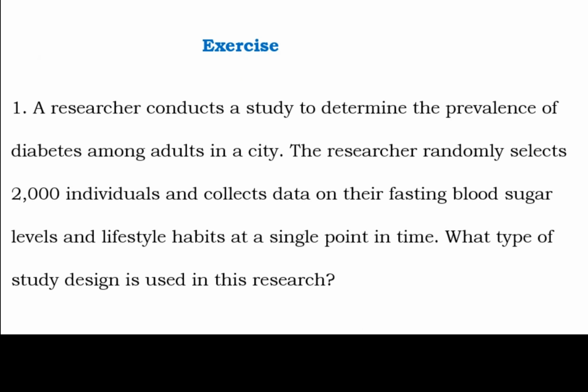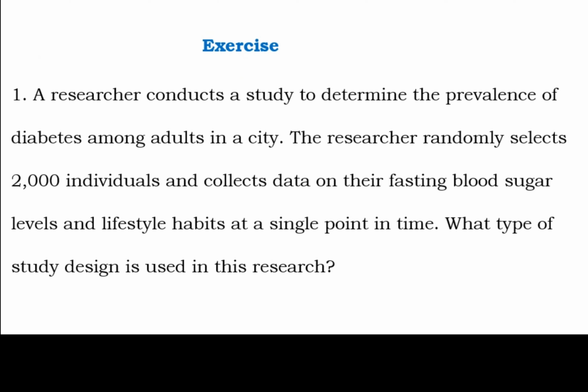Now time to do some exercise about cross-sectional study design. Here are 3 case-based multiple-choice questions related to cross-sectional study design, along with detailed explanations of the answers. First, try yourself. Question number 1.